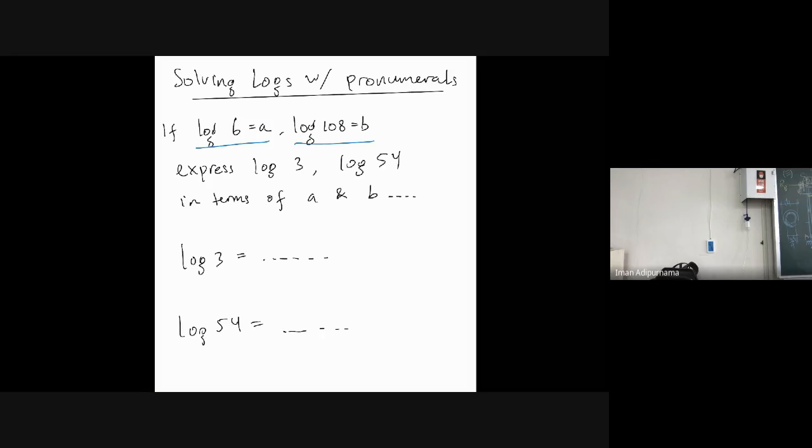Did you get the question? So log 6 is A, log 108 is B. The question is asking what is log 3 and log 54 based on A and B. So you need to find some numbers, how you get 3 from this and this. Maybe you need to find how you can get 3 from 108 divided by what number. And from there you can write down some relations. How to get to log 3.